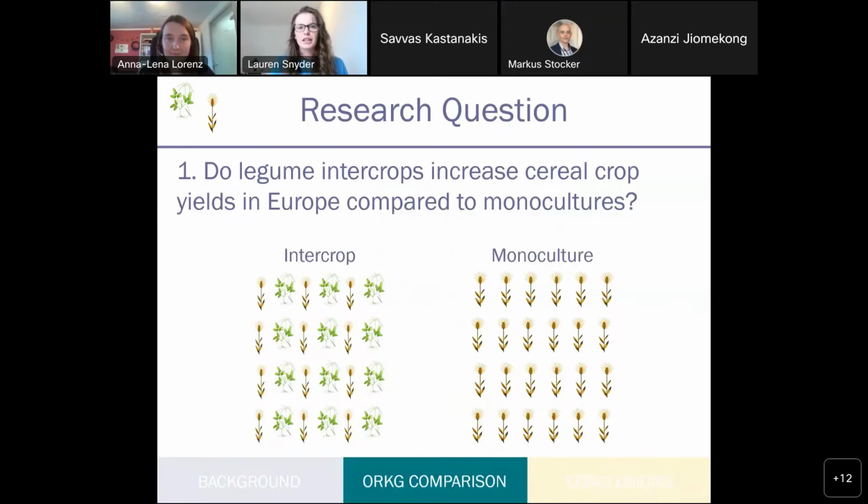And I did this by looking at studies that compared cereal grain yield in intercropping systems with legumes to monocultures where the cereal crop was grown by itself. And for this comparison, I focused on research done in Europe just to make the comparison more manageable.